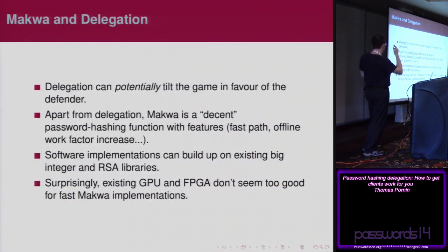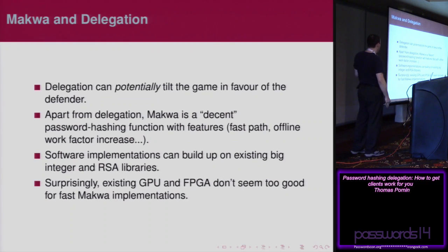Delegation is something which may change things. Some people have said that it could be a game changer. I've not said it, but I think it. But if you don't use delegation, then McQuarrie is still decent. It can defend its rank as a password hashing function. And the implementation can use existing work on big integer and RSA libraries, and I think that's an important practical point.